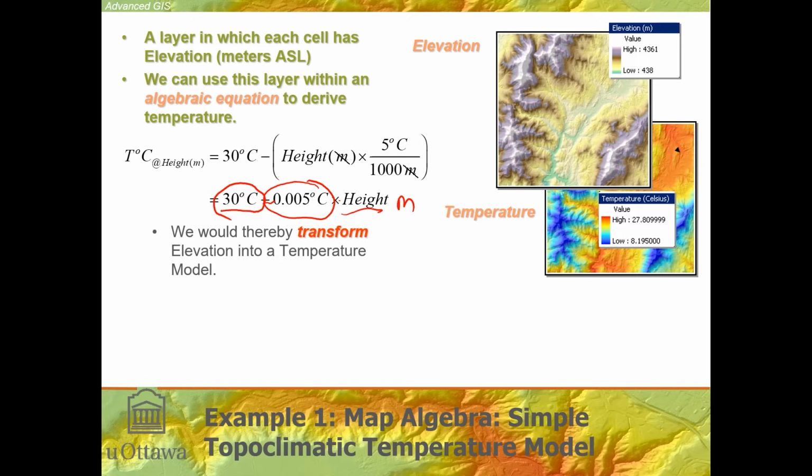So all we need to do then is write that as a statement in Python and change height to the name of a raster variable that contains a digital elevation model. Or we could create a model in Model Builder. So let's look at those two ways.